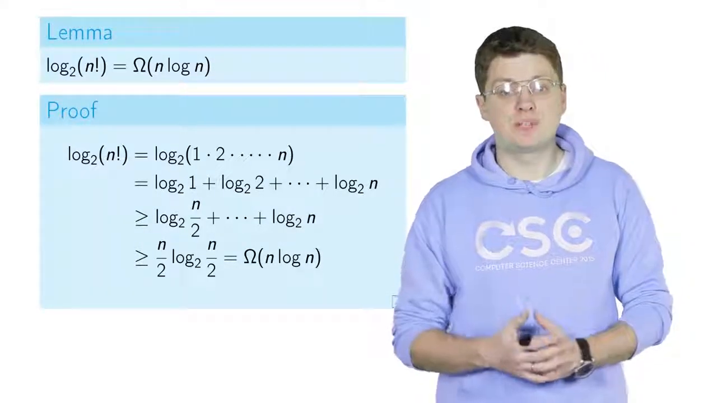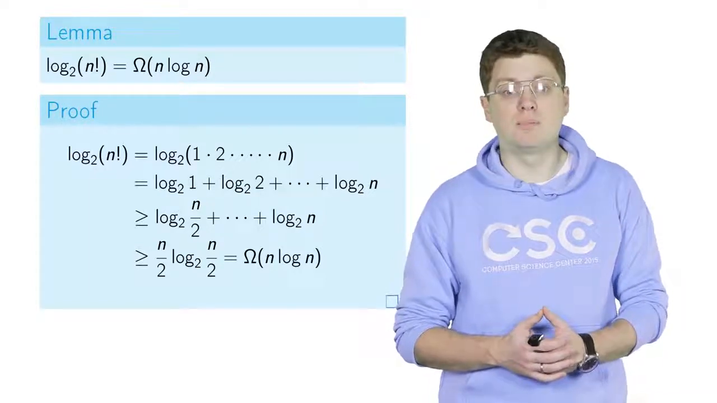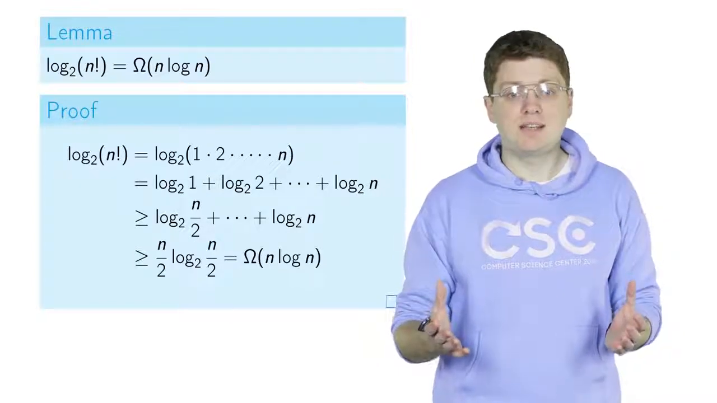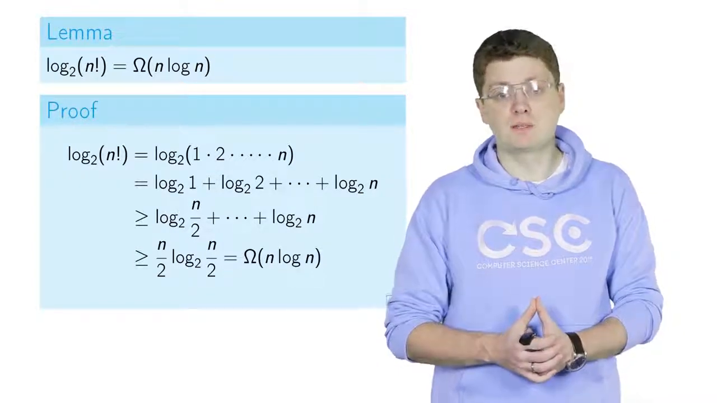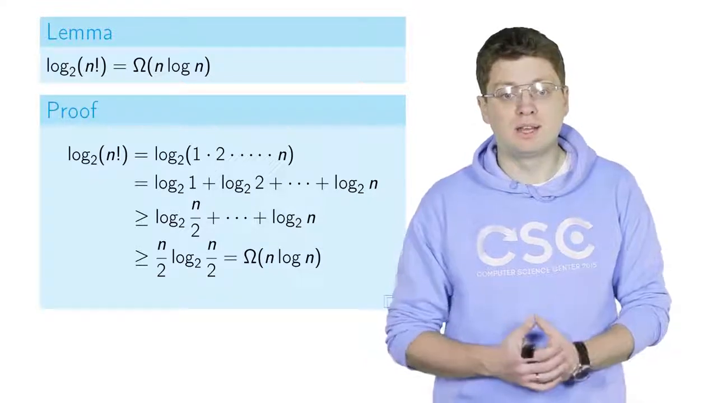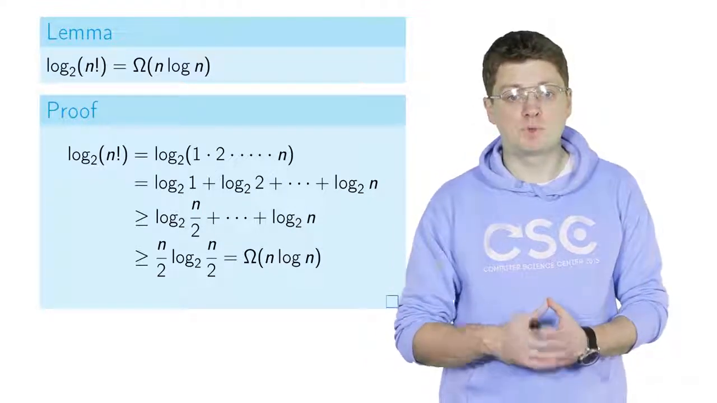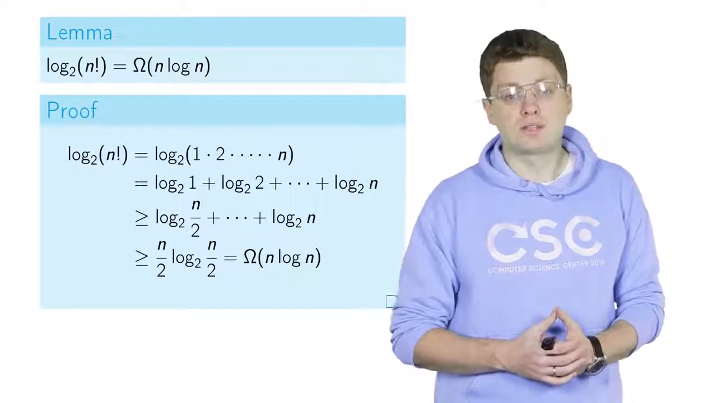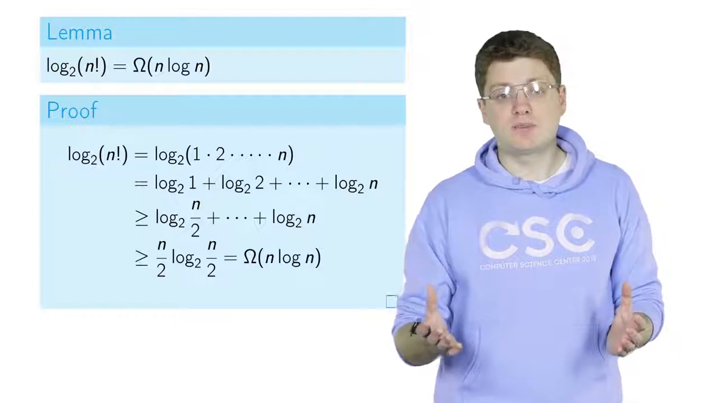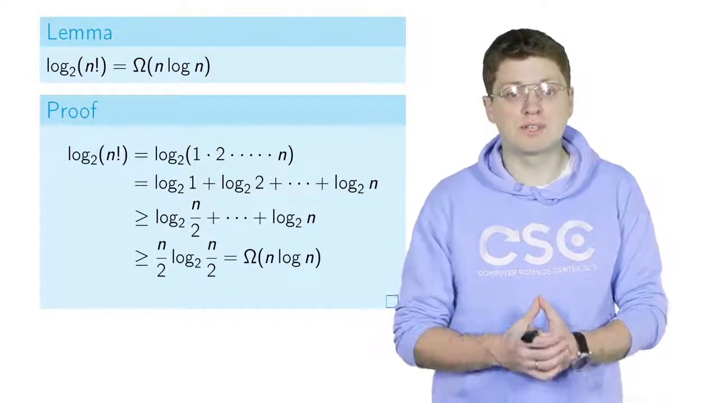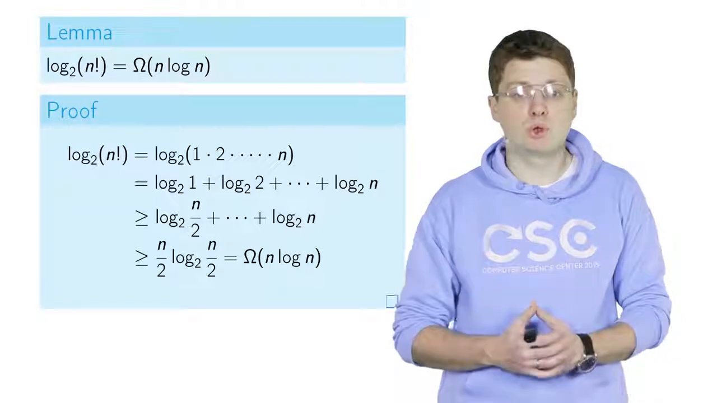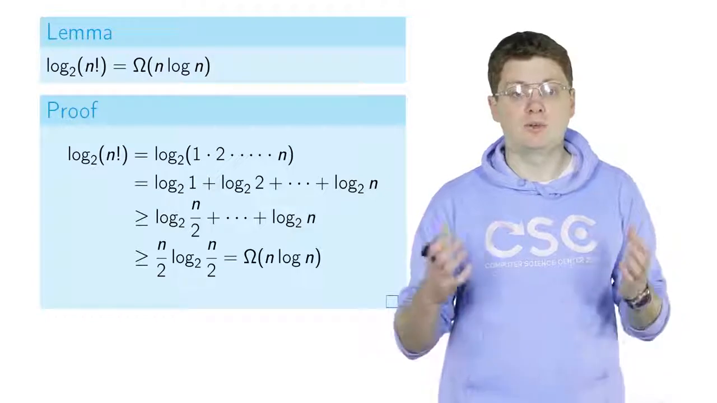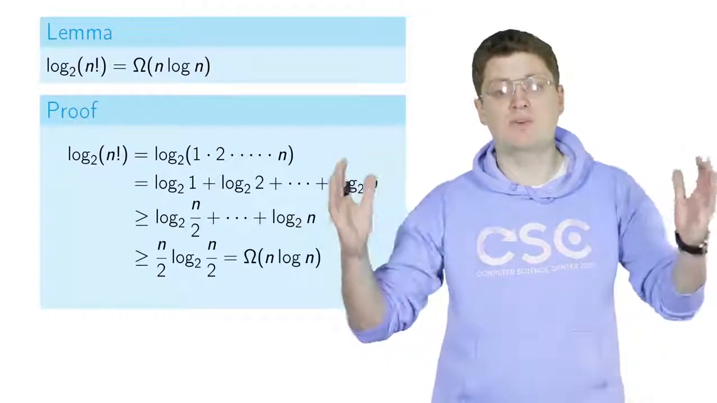It remains to estimate log of n factorial. We're going to show here that log of n factorial is at least c times n log n, which means, in other words, that log of n factorial is big omega of n log n. To do this, we express n factorial as a product of 1, 2, 3 and so on, up to n, and then write logarithm of product of these numbers as a sum of their logarithms. So log of n factorial is equal to log of 1 plus log of 2 plus log of 3 and so on plus log of n.